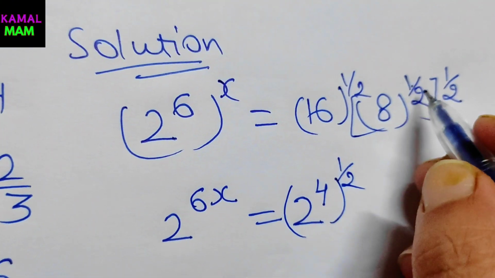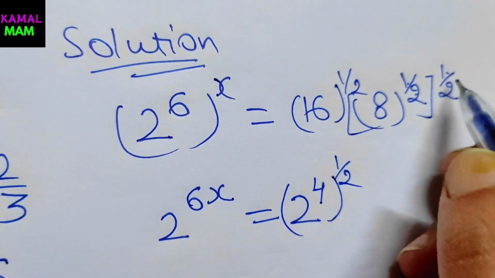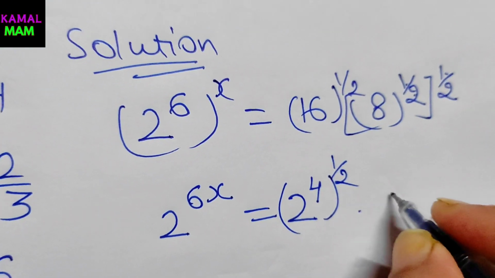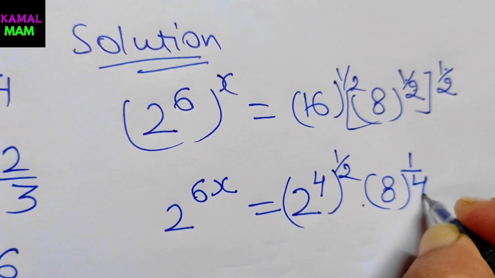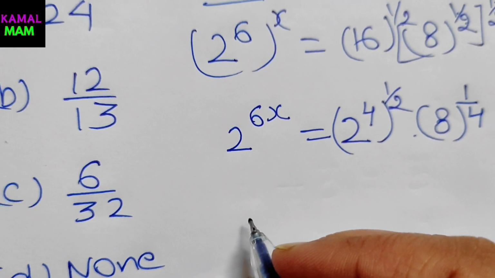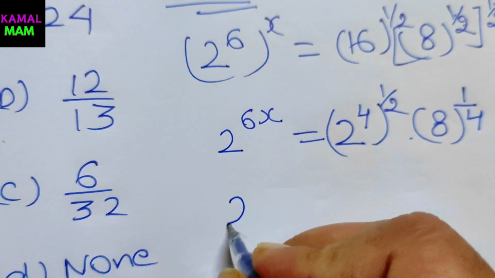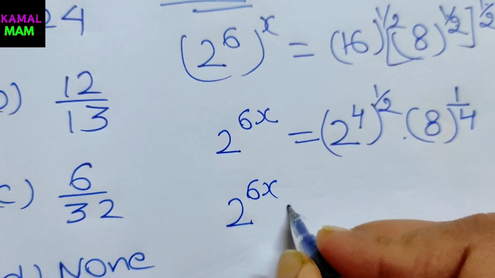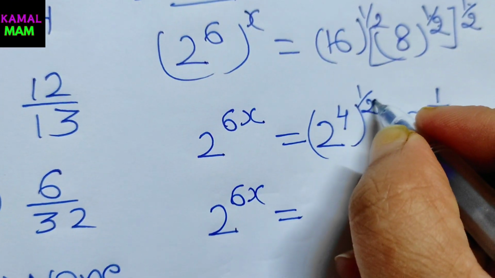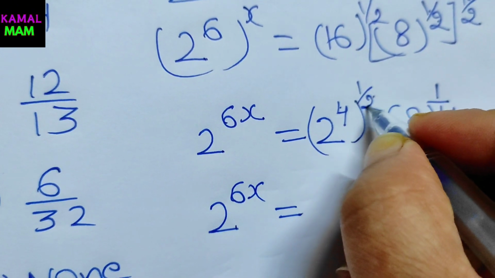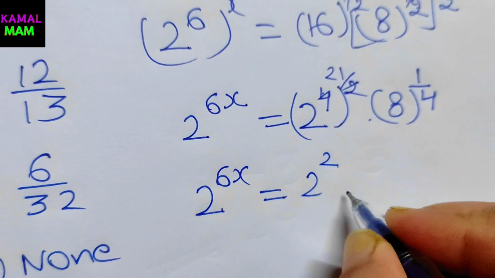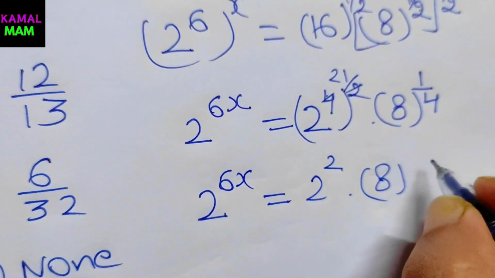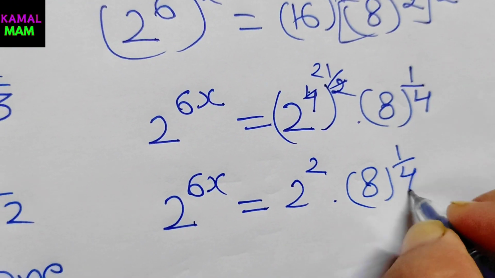Here it is 1 by 2 into 1 by 2 into 8. What we get: its whole power will be 1 by 4 here. In the next step, we get 2 raised to power 6x is equal to 4 into 1 by 2, it will become 2, since 2 twos are 4. It's 2 whole square into 8 raised to power 1 by 4.